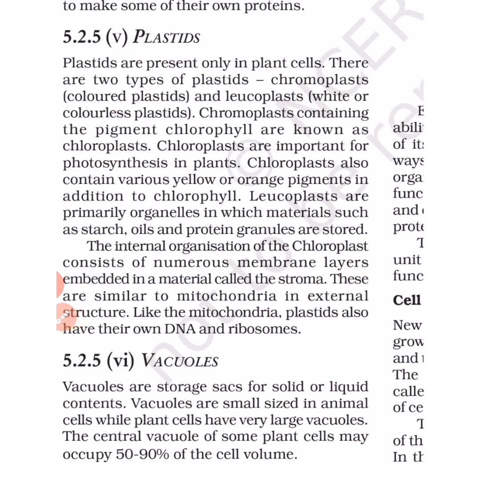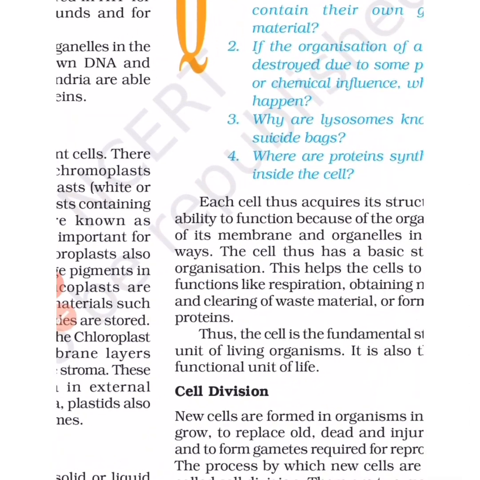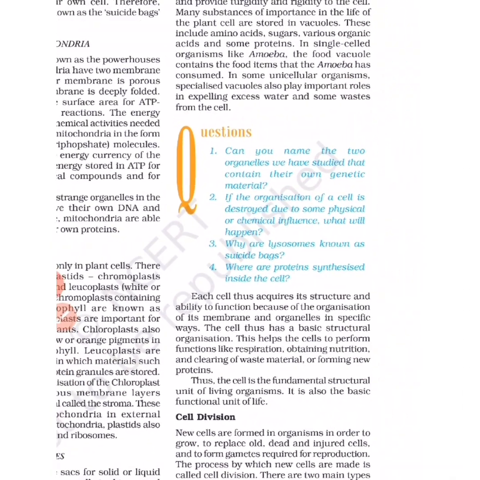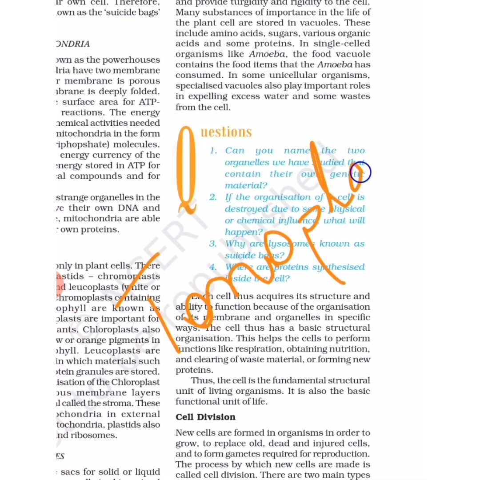The central vacuole of some plant cells may occupy 50 to 90% of the cell volume. And there is one layer, the membrane of the vacuole, that is known as tonoplast. This is very important. What is tonoplast? It is the membrane which covers the vacuole. So the vacuole membrane is known as the tonoplast. Next, in plant cells, vacuoles are full of sap, cell sap, and provide turgidity and rigidity to the cell.